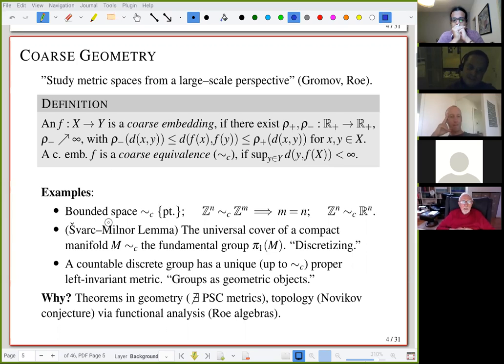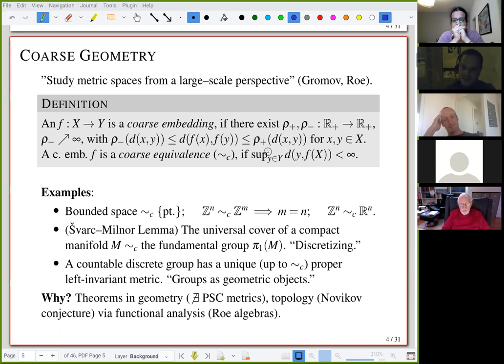So I guess the first one is that this is so flexible that any bounded space is coarsely equivalent to a point, right? So this is the opposite of topology, where you care about small things, neighborhoods and things. In coarse geometry, any bounded thing is the same thing as a point. So you can't ignore this.